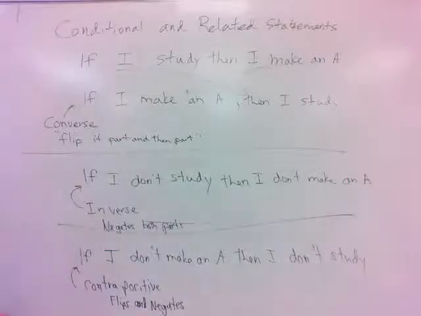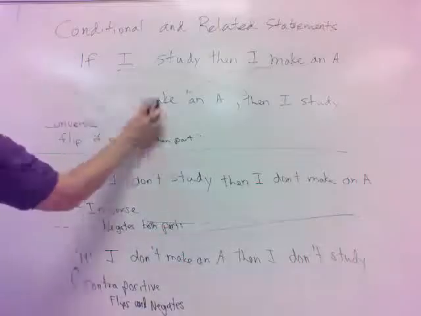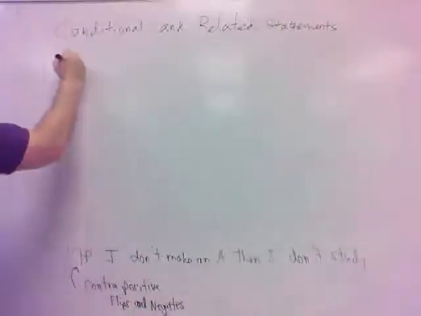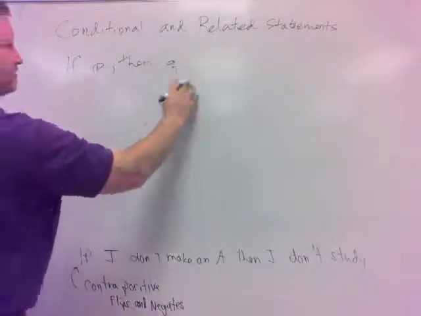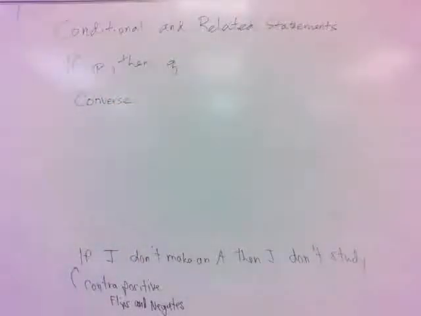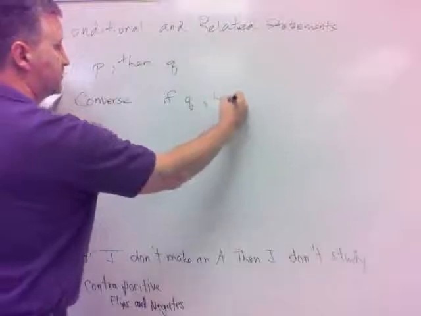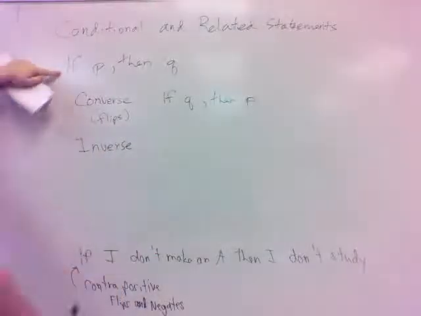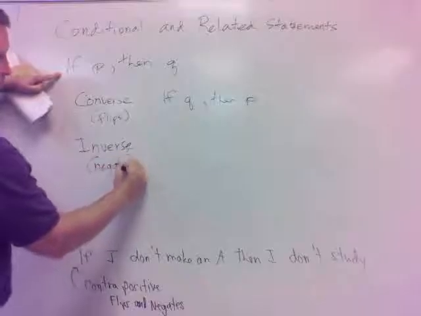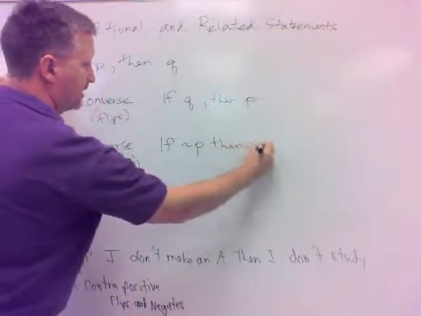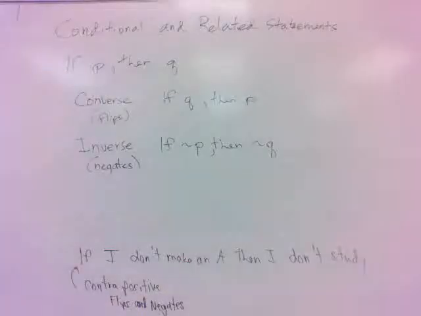All right, so let me rewrite this notationally. Let's say we've got an if P then Q statement. What would the converse be if I do it? Well, the converse, the if part becomes the then part and the then part becomes the if part, so that would be if Q then P. That's the converse. Flips. What would be the inverse of this statement? Well, the inverse negates. If not P, then not Q, is the way that one would come out, notationally anyway.